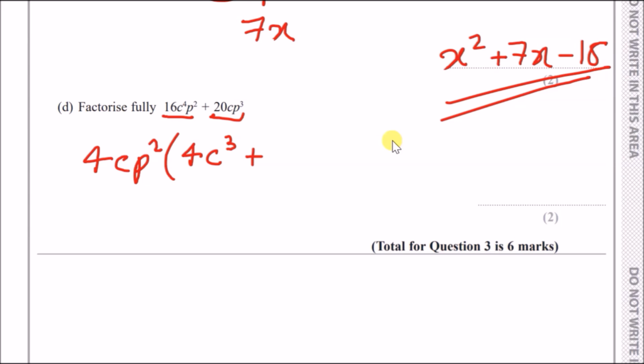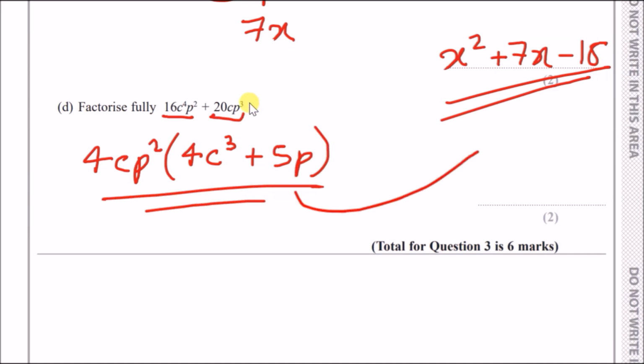Now, looking at the second term, we divided the first part by 4. So 20 divided by 4 is 5. We took out c, so that's gone. And you took out 2 parts of p, so p squared taken from p cubed. You're just left with a single p. And yeah, guys, this should go here. And yeah, that's 3 done as well.